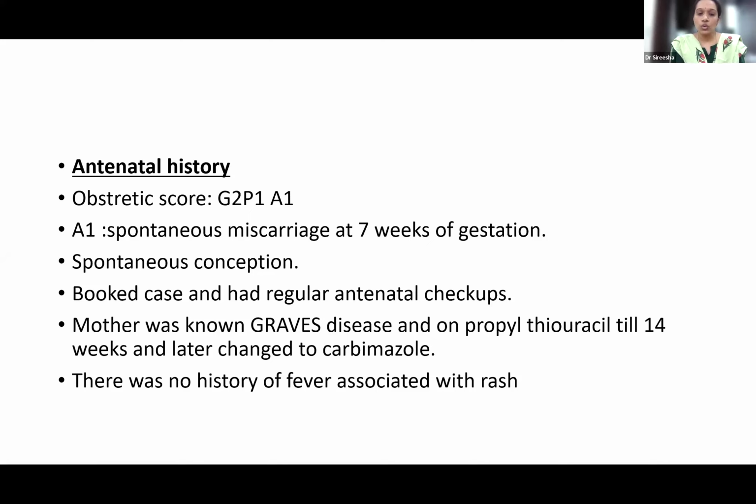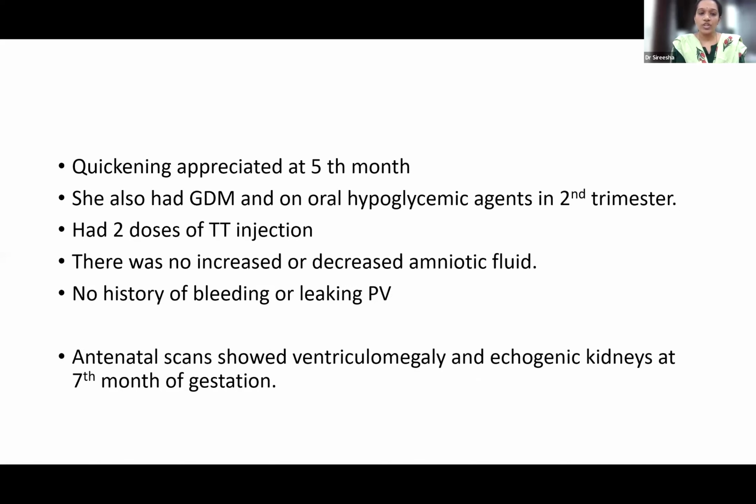Mother was known to have Graves' disease, for which she was on propylthiouracil for 14 weeks, later changed to carbimazole. Mother never had fever associated with rash, and she appreciated quickening at the 5th month. She was also gestational diabetic and on oral hypoglycemics from the second trimester.